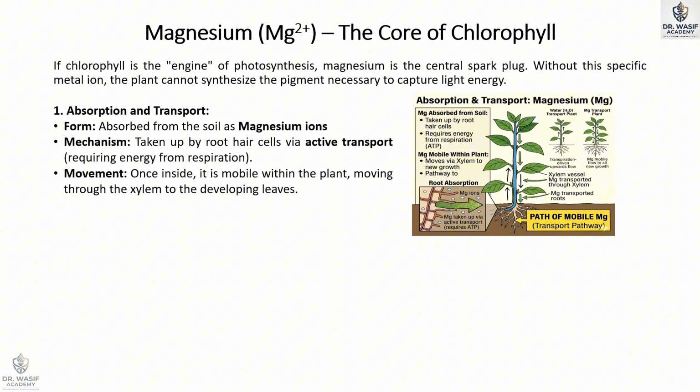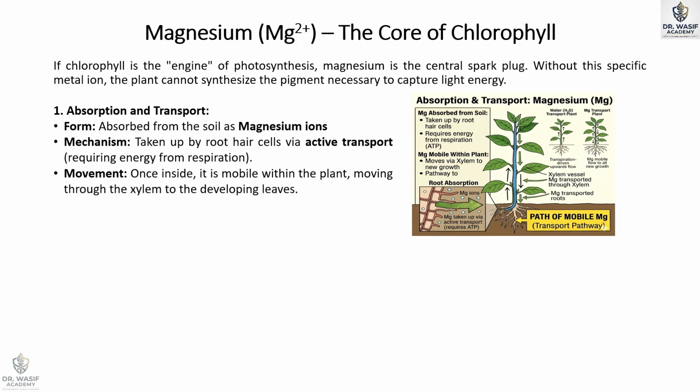So my dear students, plants absorb magnesium from the soil as magnesium ions. Just like the other minerals which we have discussed in this chapter, it is taken up by root hair cells through the process of active transport. This means the plant has to spend energy, ATP, to pump the magnesium ions into its system. Once inside, it is highly mobile, traveling through the xylem directly to where it is required the most, meaning the developing green leaves.